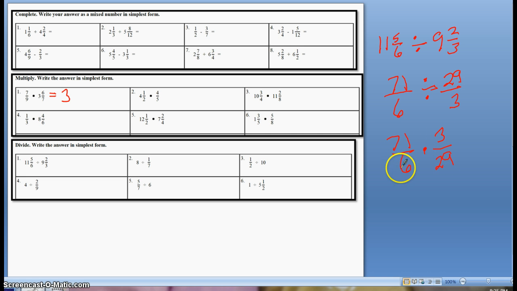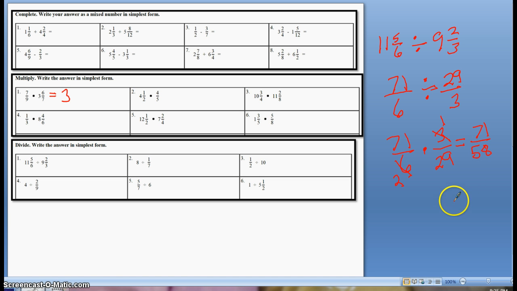With my 3 and my 6, though, I can simplify these. 3 is the greatest common factor of 3 and 6. 3 will go in itself 1 time, and 3 will go into 6 2 times. Now it's going to be a lot easier, more manageable to solve. 71 times 1 is 71. And 2 times 29 is going to be 58.